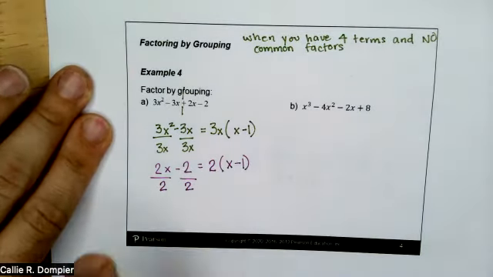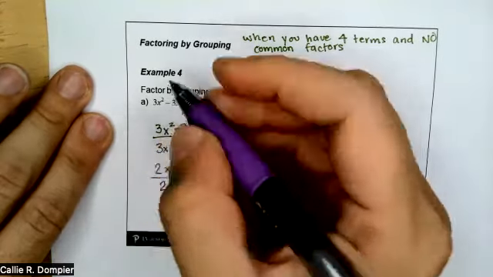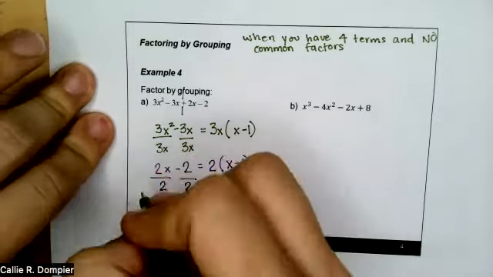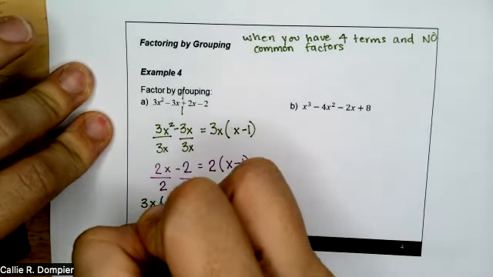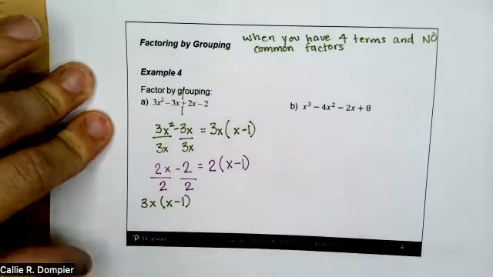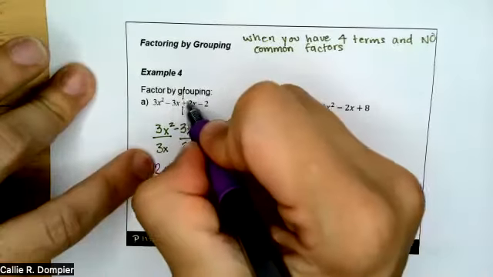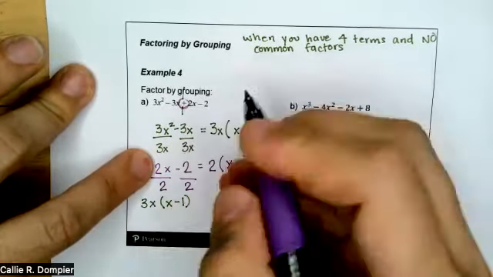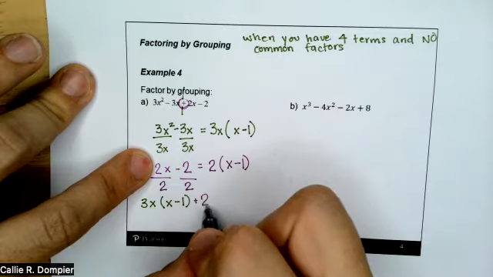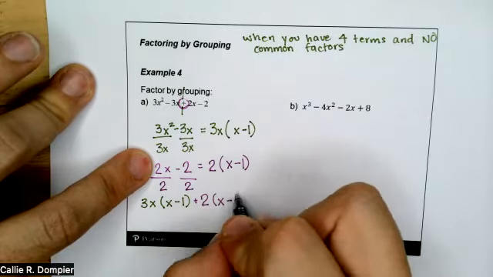Now, what I have, if I were to line that all up, right? If I did this right below that, it would look like this. 3x times x minus 1 plus, to preserve that sign, okay? Plus 2 times x minus 1.